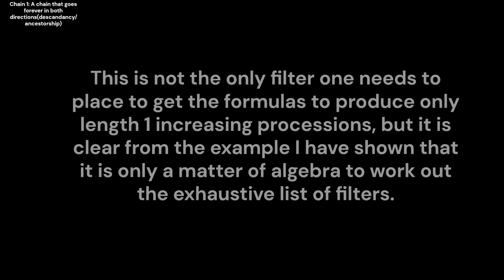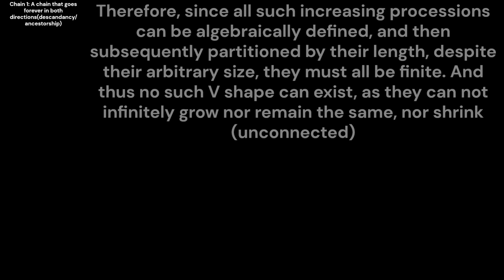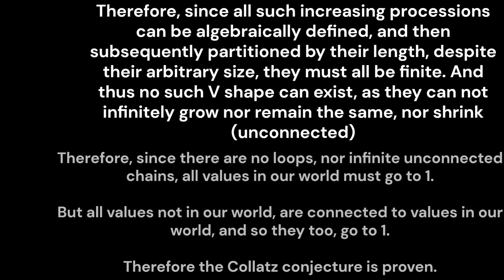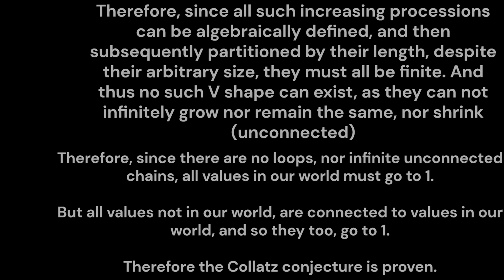Therefore, since all such increasing patterns can be described algebraically and then partitioned by their absolute length, despite their arbitrary size, they are all finite. Thus, no such infinite V-shape may exist, as it cannot generally increase, decrease, or remain the same. Therefore, since there are no loops nor unconnected chains, all values in our world must go to 1. But all values not in our world are connected to values in our world, and so they too must go to 1. Therefore, the Collatz conjecture is proven.